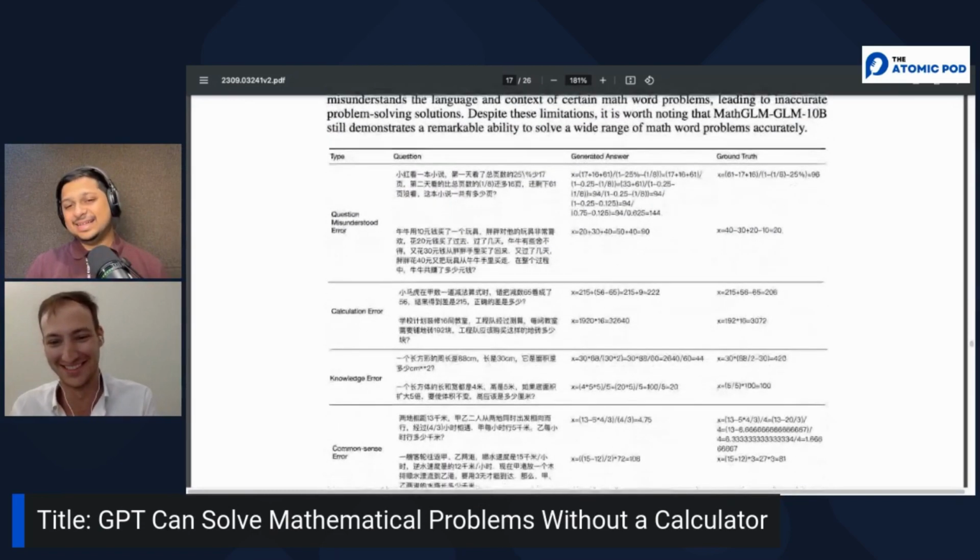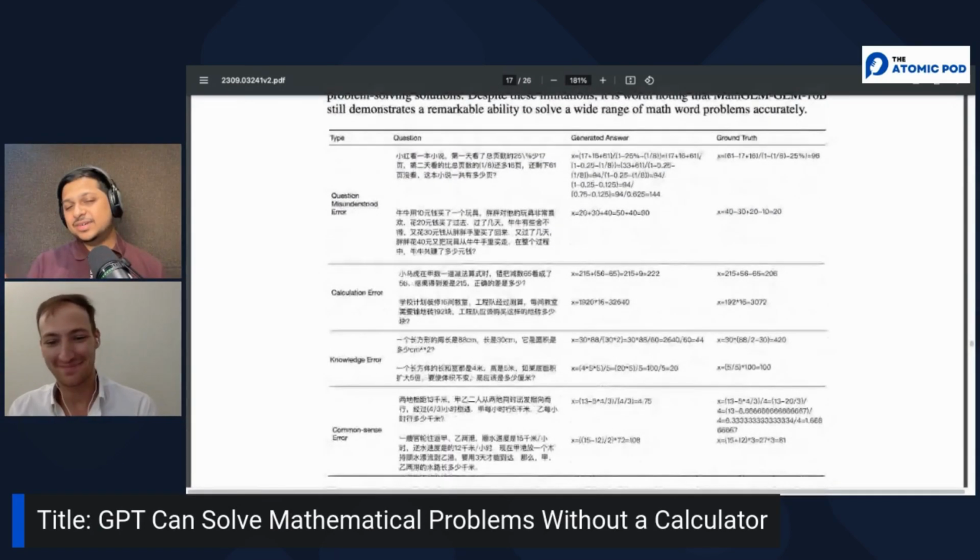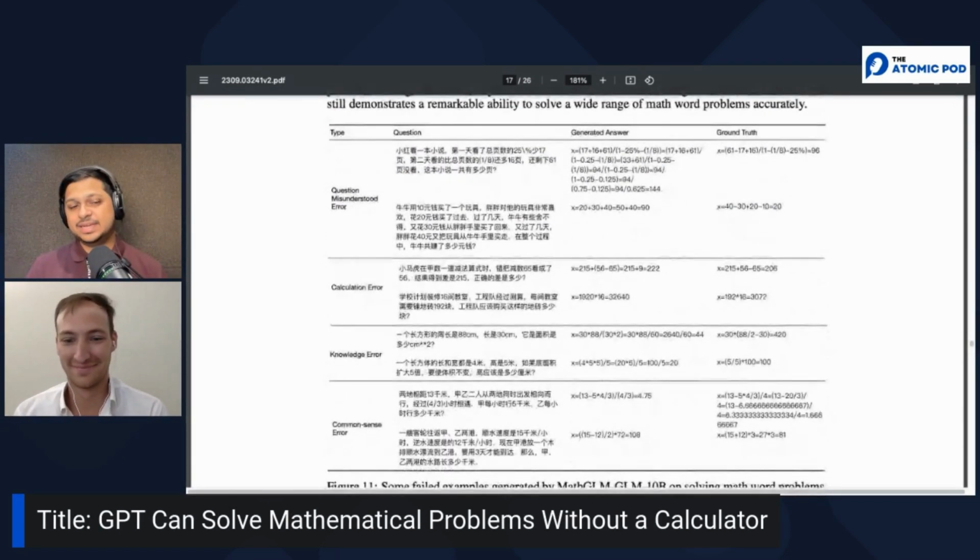It's not cool. Exactly. You have a good example here where there are different types of errors that this thing came up with. If you look at the first one, of course, if someone from our listeners can translate this, that would be cool. But in general, what we can understand is, comparing with the ground truth answer of 96, the AI came up with an answer of 144.